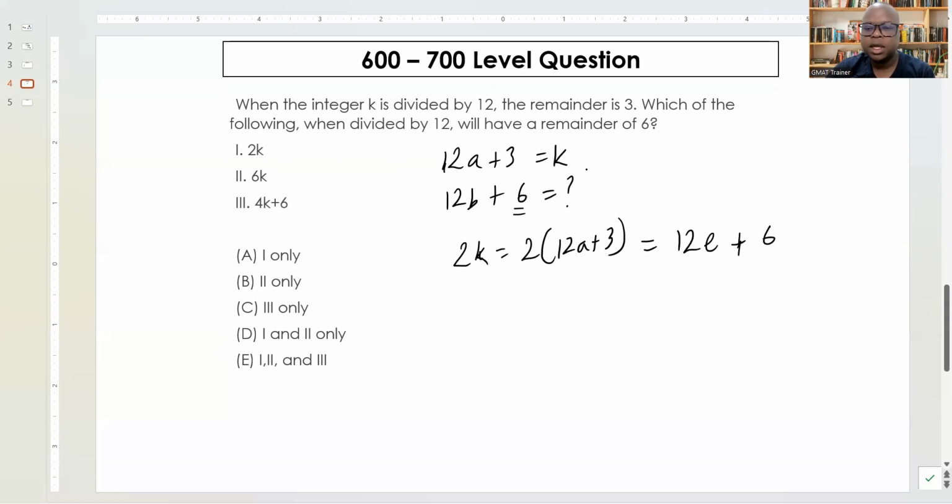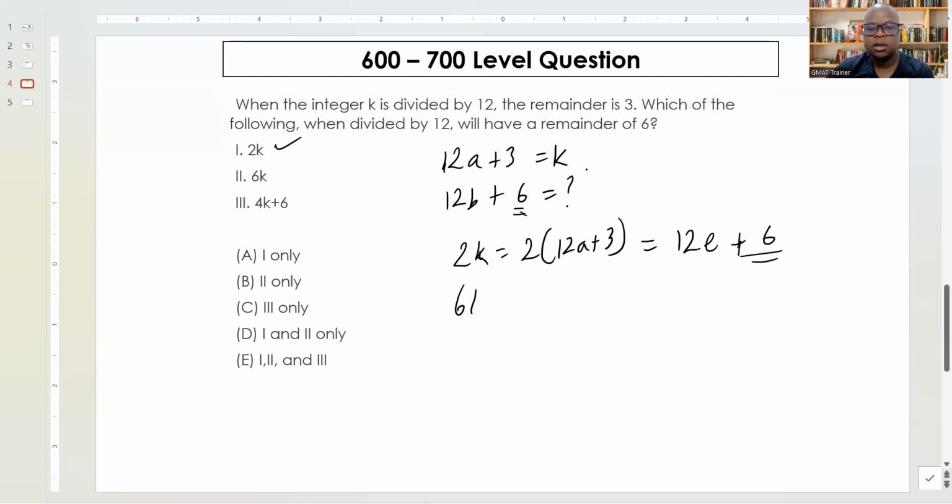I'm using e because 12 times 2, 24, is a multiple of 12, and we don't know what a is, so we're just giving it a different form. So what we have here is 12e plus 6, which matches what we have. So yes, we'll have a remainder of 6. That is the first one.